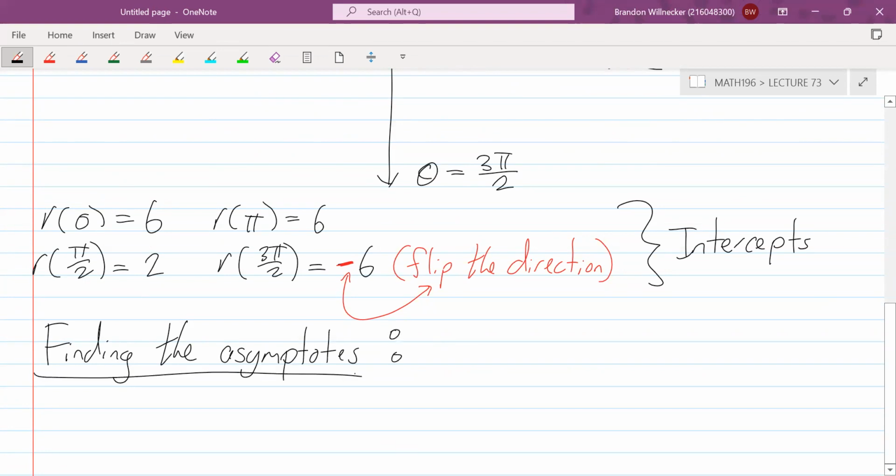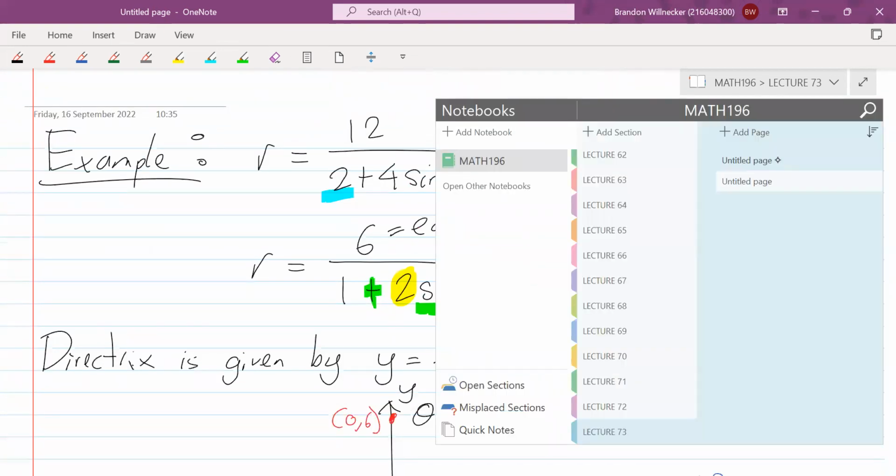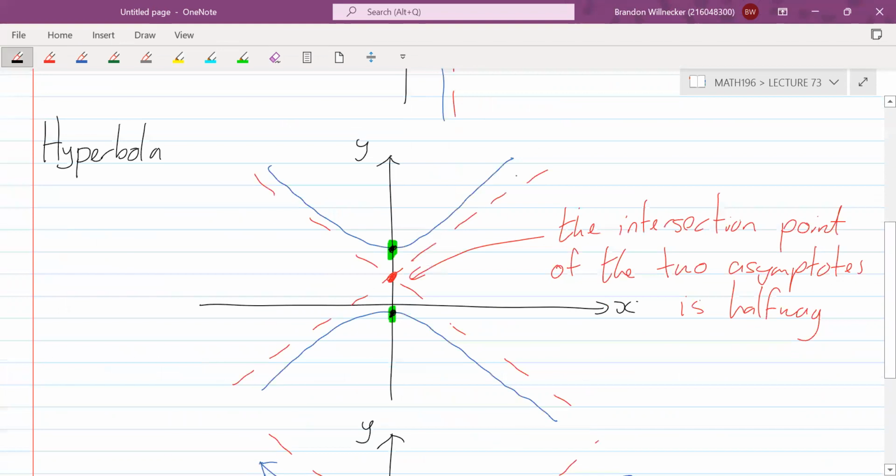Okay, so how do we find the asymptotes? Well, like I said in the previous page here, the asymptotes are when the branches go off to infinity. So the radius value, remember that's the distance to the curve from the origin, needs to go to infinity, plus or minus infinity.